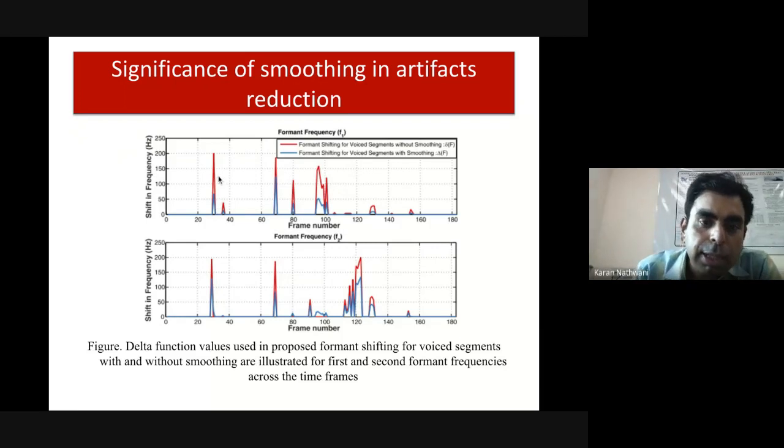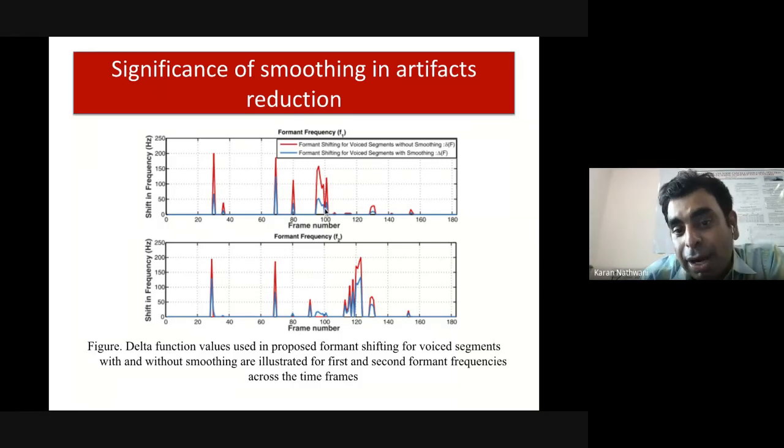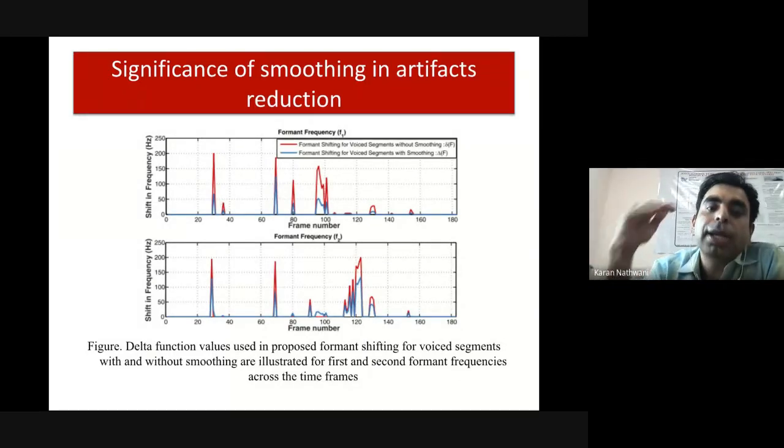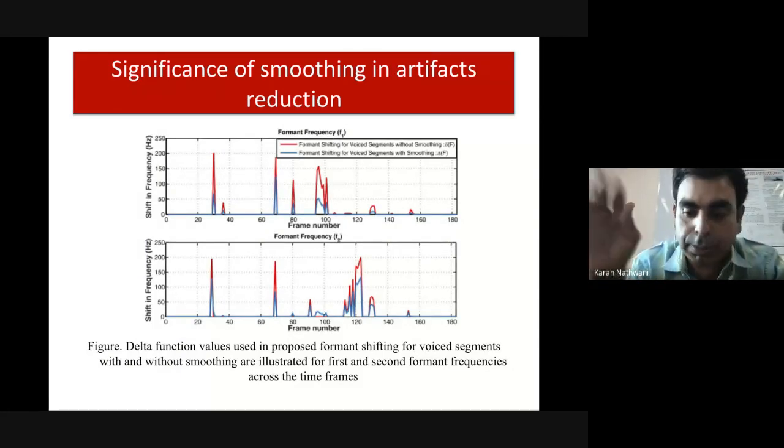Now you see that the red ones are without smoothing, so you can see how much shift there is when you have the voice segments and they are shifting only for the voice segment. Oh my God, this is too high. That is why the artifacts were so visible, so audible in the red ones. And when you have smoothed it, you can see a very beautiful curve is coming out, and the smoothing is very beautifully done. This is why the smoothing has an advantage over the non-smoothed delta function, because it smooths the shift, and the alterations of the formants are not varying too much now.